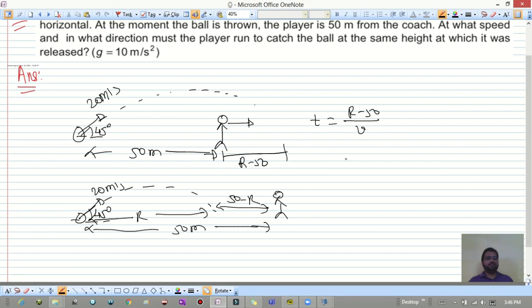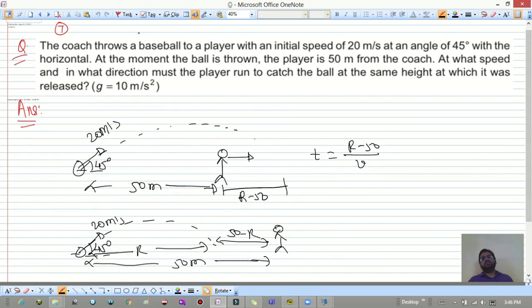At what speed and in what direction must the player run to catch the ball at the same height at which it was released? That is what you have to find: in what direction he has to run, in the direction opposite to the coach or in the direction of the coach, and the time you have to calculate by using this formula. So try to solve this question also. This is the seventh question.